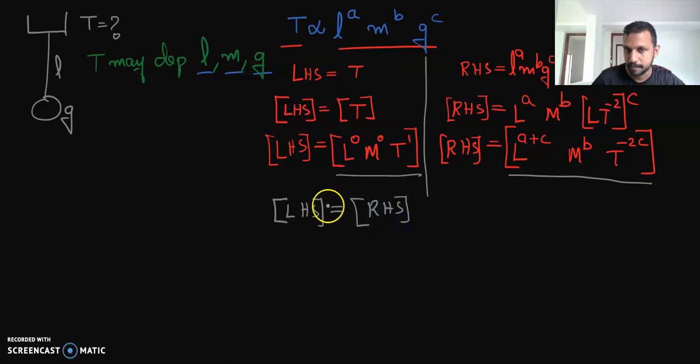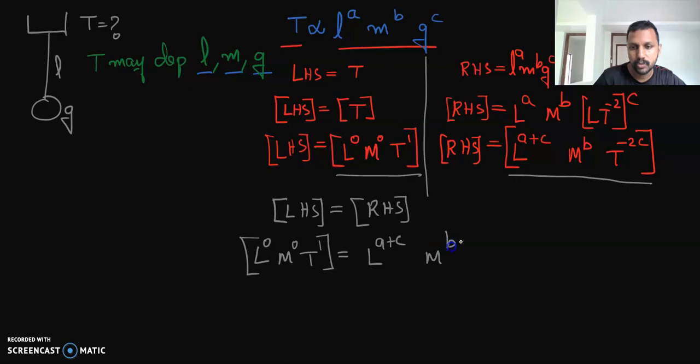Is that clear? Then let's substitute. What's the dimensional formula of LHS? Let's substitute the value: L raised to 0, M raised to 0, T raised to 1. That should be equal to L raised to A plus C, M raised to B, T raised to minus 2C. If the dimension of LHS is equal to the dimension of RHS, we could write an equation like this.